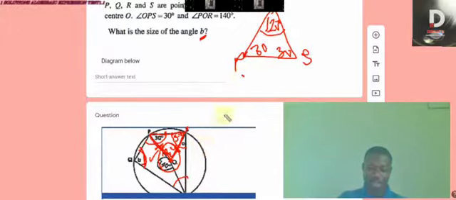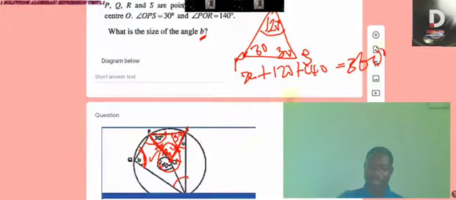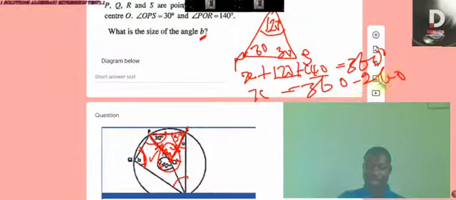Therefore, this angle where there's O, I can represent by X. X plus 120 plus 140 must give me 360, a full circle. So X equals 360 minus 260, right? 260. So I end up getting 100. So this portion here is 100. This angle is 100. So if I get here to 100, then I can easily get this.